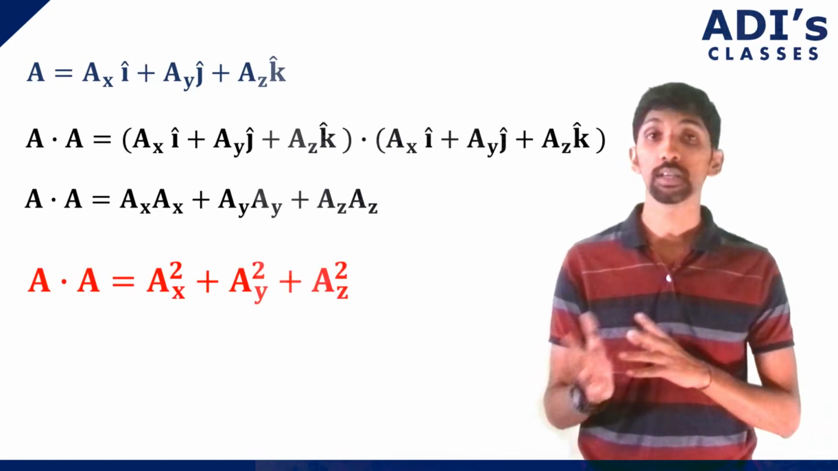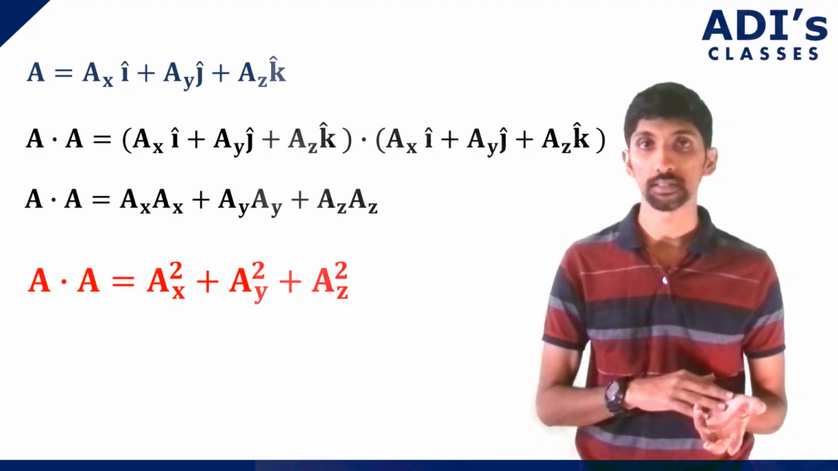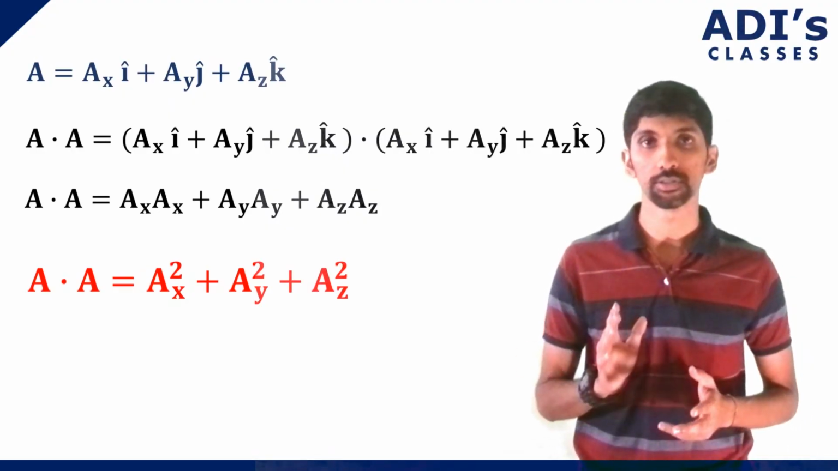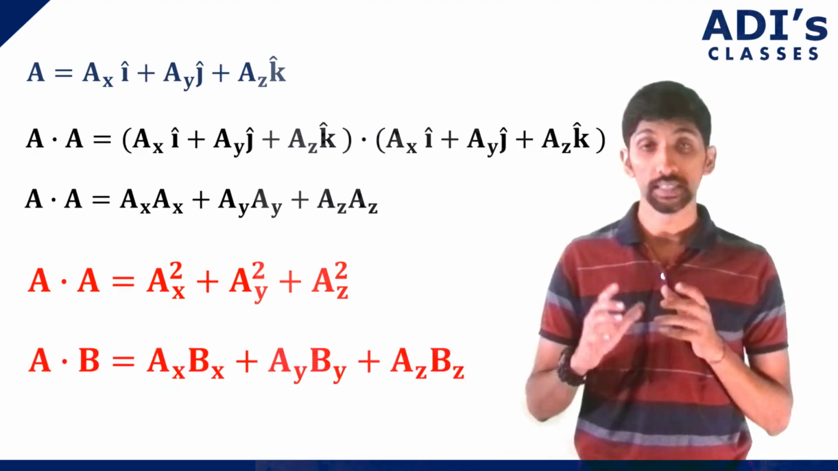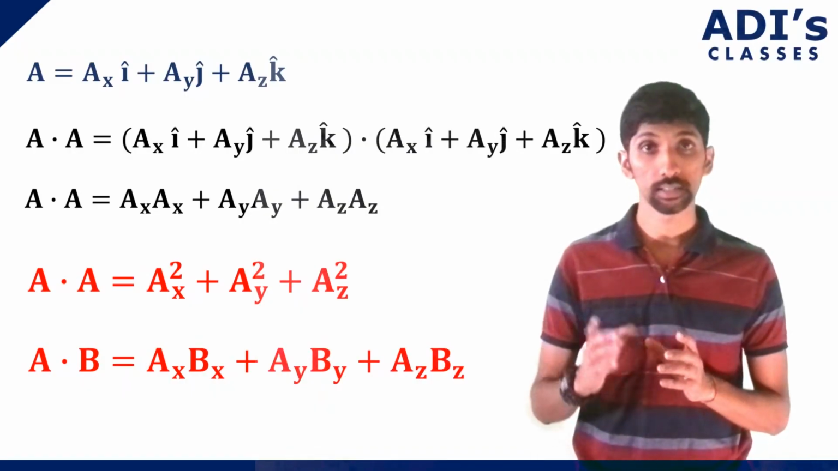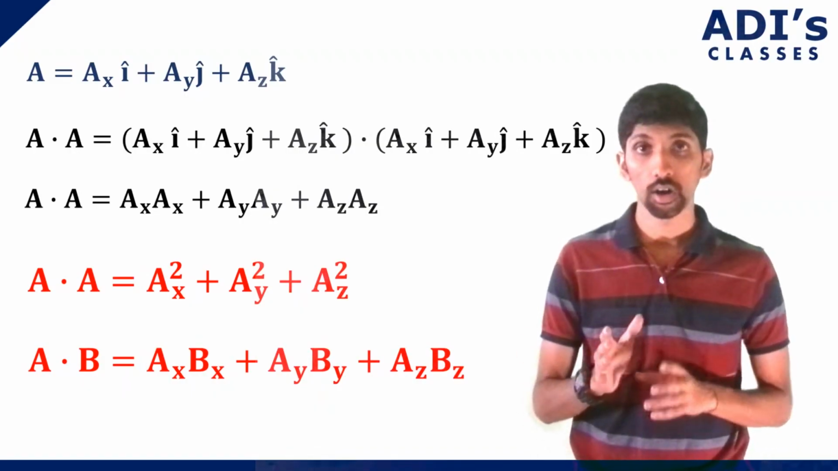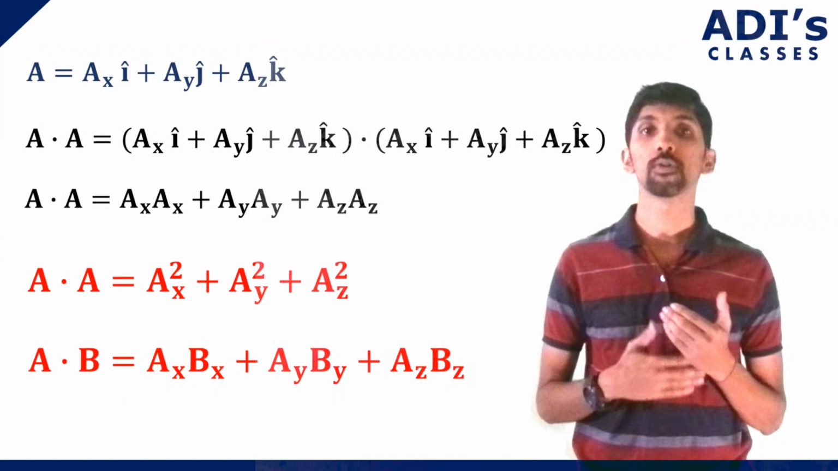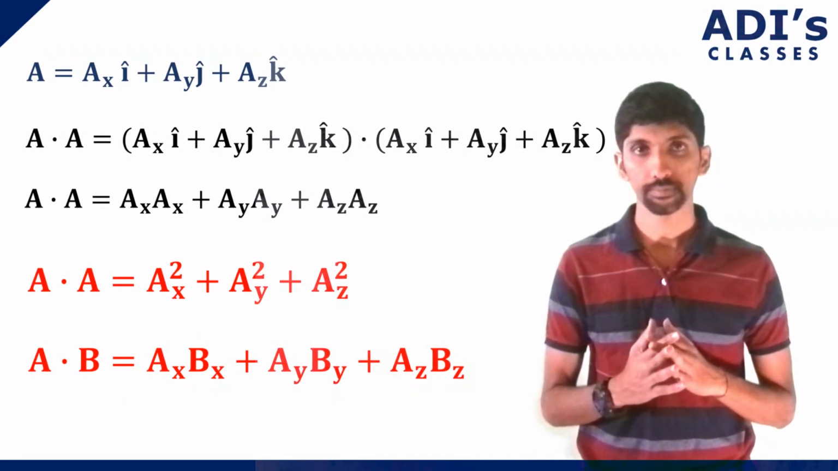Now the same thing we can do for any two vectors, that is if you are doing A dot B also. This part is very important, when you multiply A dot A or A dot B, because this is what we will be using for problems. So these are certain properties of the scalar product. Make sure you memorize them properly because the rest of the chapter will be using these properties.